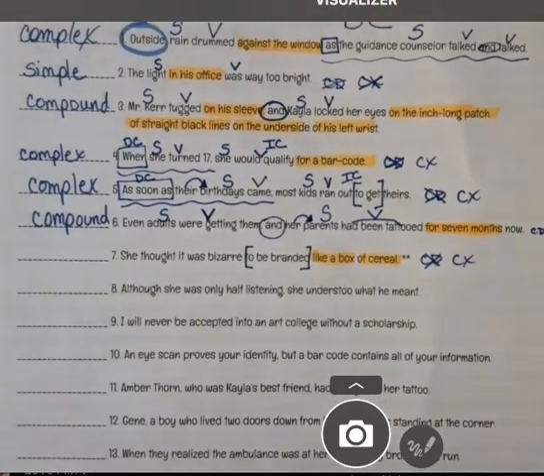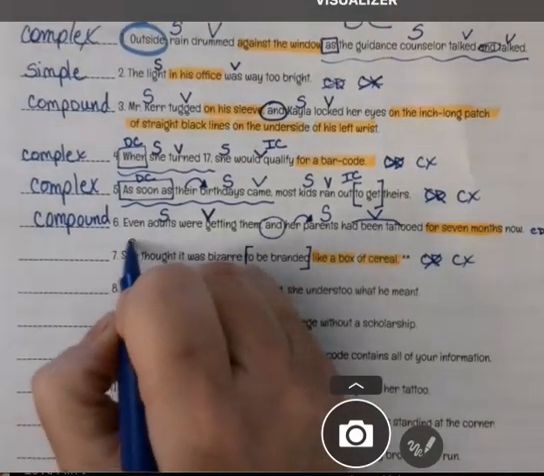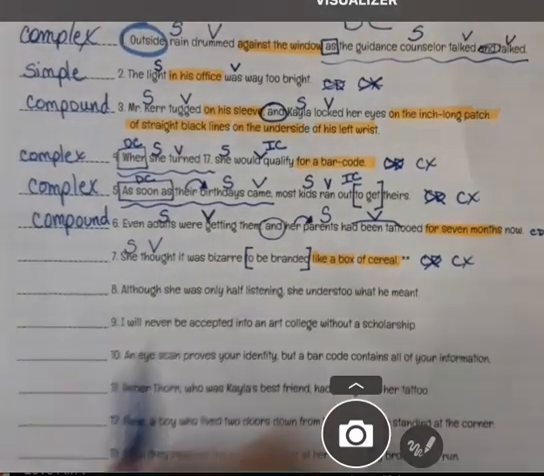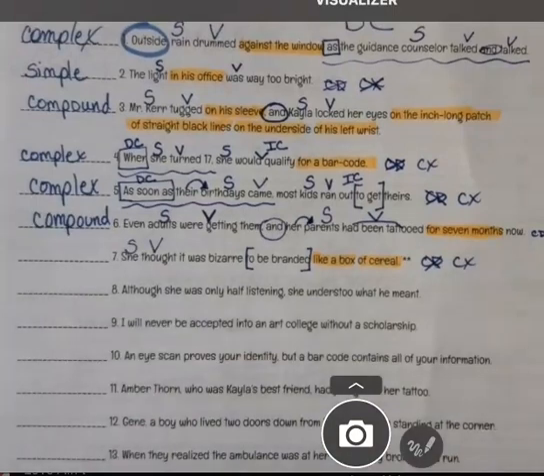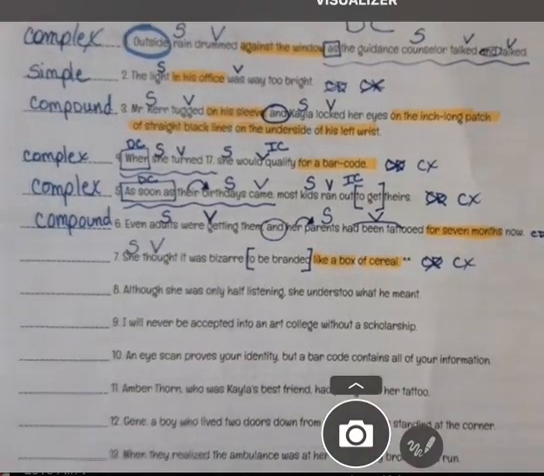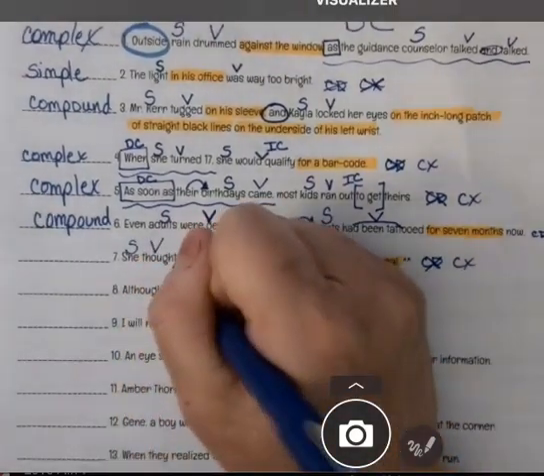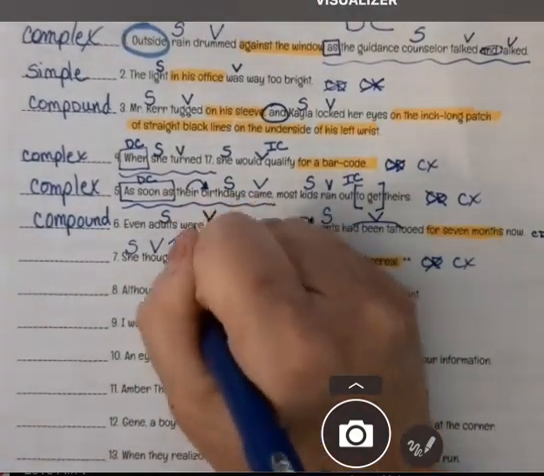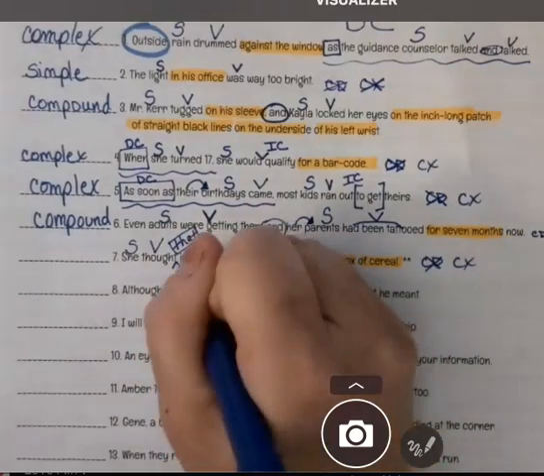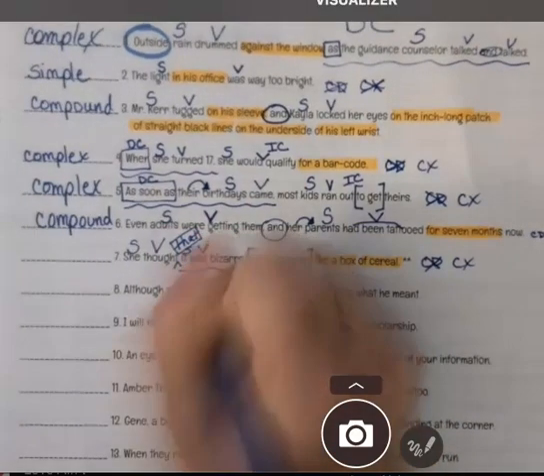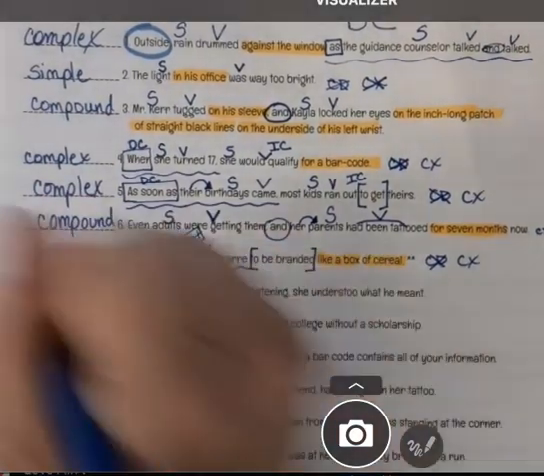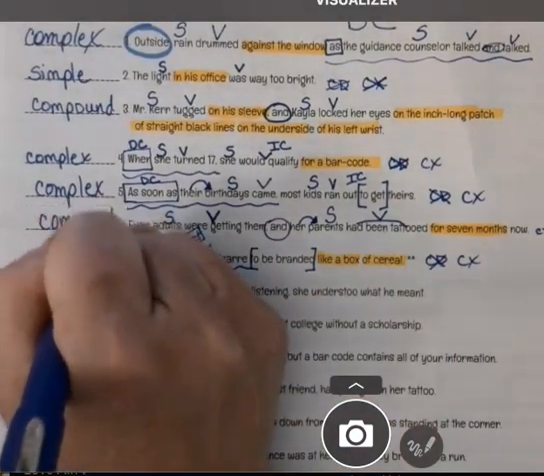So let me see what the subject and verb is. Looks like she is the subject and she thought. But when I look at what's left, it was bizarre. That sounds like a sentence too. And so I'm thinking that I have one of these places where I can add the word that. That it was bizarre. It is the subject and was is the verb. So this is one of those understood that's. That makes this a complex sentence.